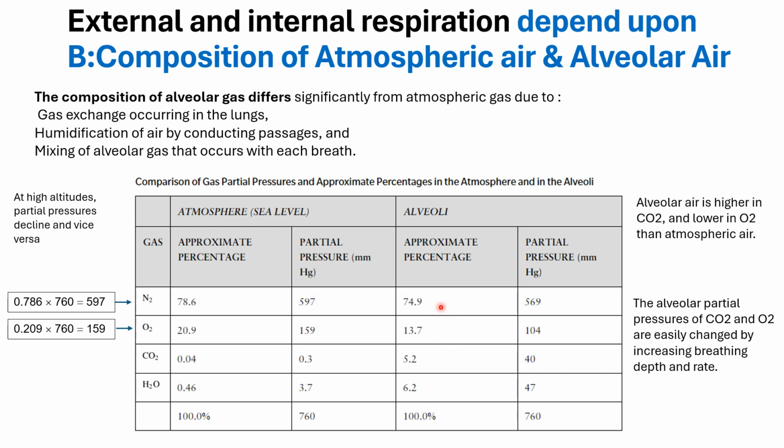So this is how you can calculate if you want to. This is how the partial pressures come out to be. And so as we have seen, alveolar air is higher in carbon dioxide, and it is lower in oxygen than the atmospheric air. Compared to the atmospheric air, it has more carbon dioxide, and compared to the atmospheric air, it has less oxygen. And then the alveolar partial pressures of carbon dioxide and oxygen are easily changed by increasing breathing depth and rate. Okay, so the partial pressures of carbon dioxide and oxygen can be changed inside the body.